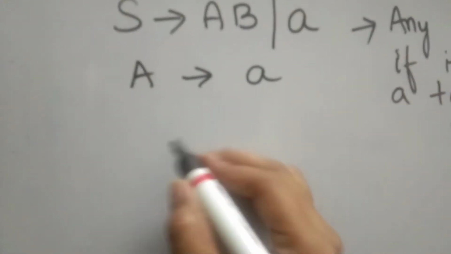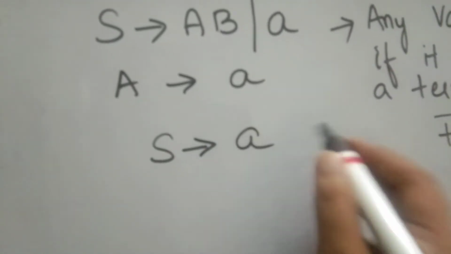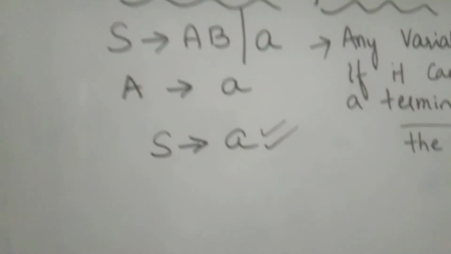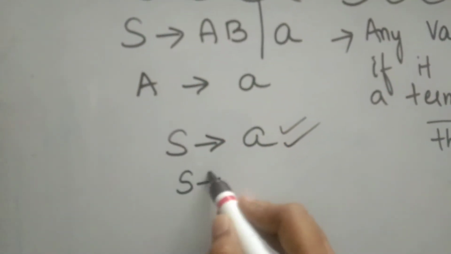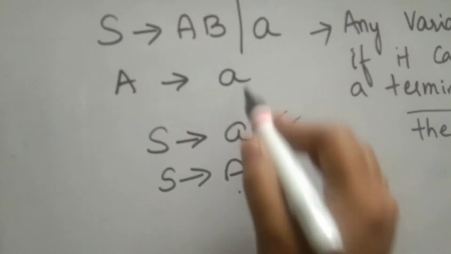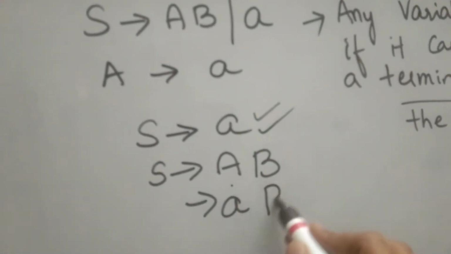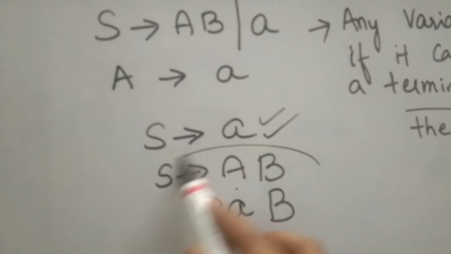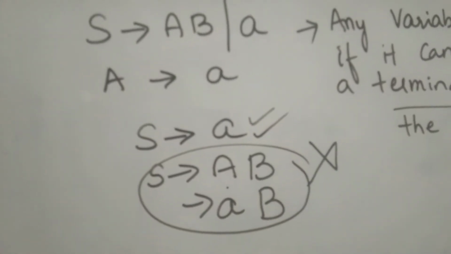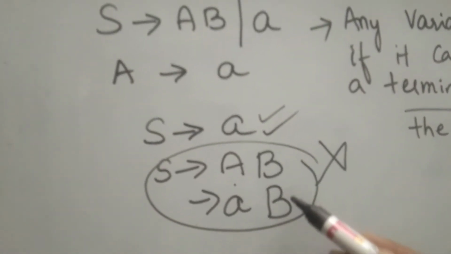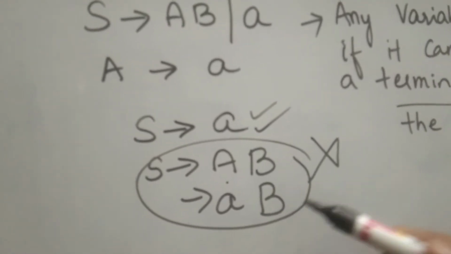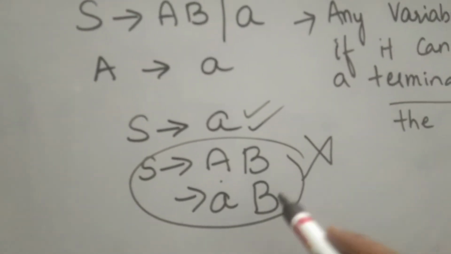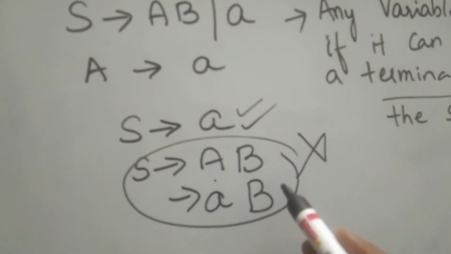Okay, so for example you can take S tends to A. S tends to A derives a terminal string, so this is useful. Then take one more, S tends to AB. Here A is replaced with A and we can't derive any string for this B. So that's why S tends to AB is useless, because for B there is no equivalent production to replace that symbol.